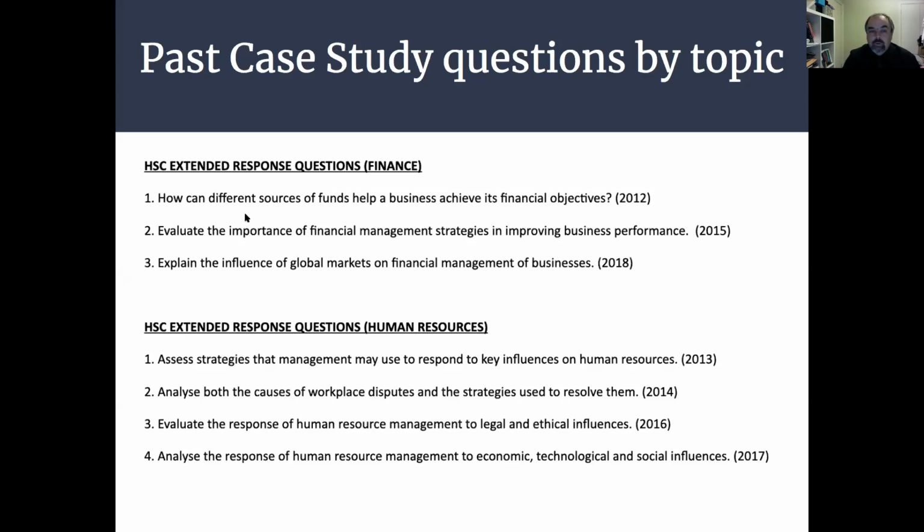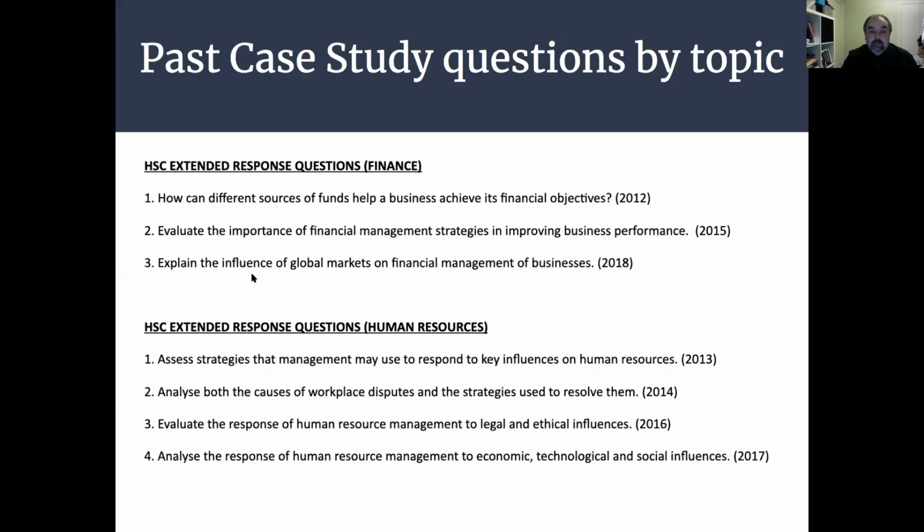Let's have a look. 2012, how can different sources of funds help to achieve objectives? So again, it's a how question. Sources of funds, okay, so where the funds come from and how they meet up with the objectives. Evaluate the importance of strategies, improving business performance. So what's business performance? Tends to come up a lot in questions. So performance could be what? Profit, could be sales, competitive advantage, market share. So that's something to consider there.